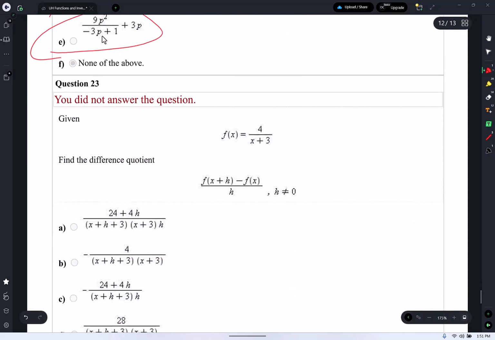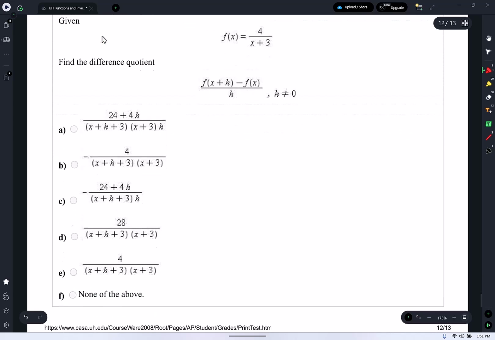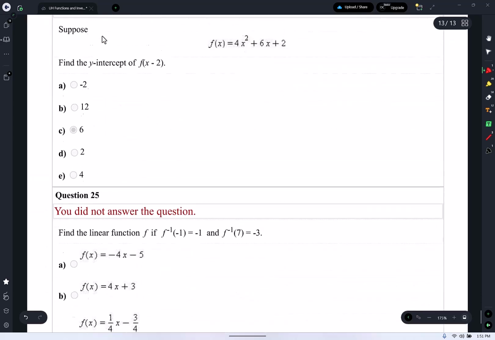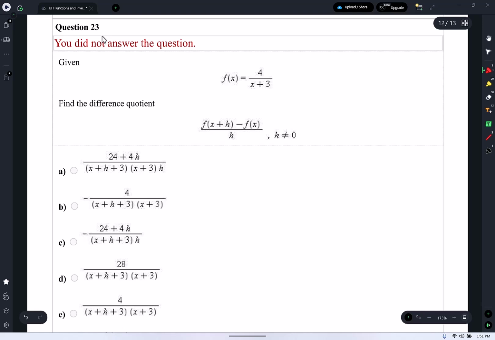All right, here we go. We got 3 left: 23, 24, and 25. This is going to be heavy algebra. Relax. So f of x plus h is 4 over parenthesis x plus h, close it, plus 3.